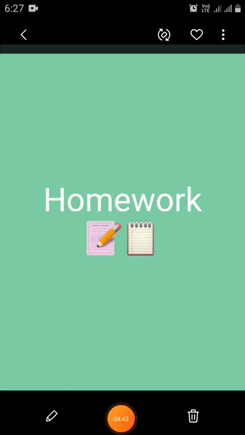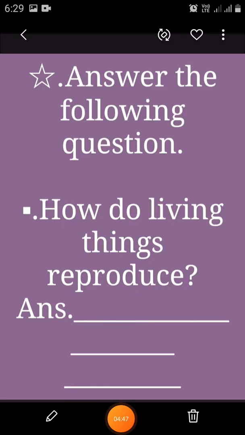So students, now it's time to take the homework. Write down the homework, students. Answer the following question. How do living things reproduce? Write the answer in your science homework book and send it on WhatsApp.